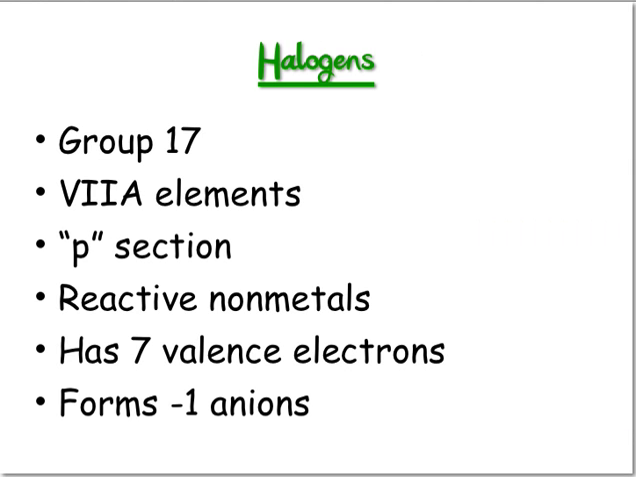The halogens was the green section of the periodic table, and they are group 17, Roman numeral 7A elements. They are also part of the P section of the periodic table. They are the most reactive nonmetals. There are 7 valence electrons, and they form negative ions, so a -1 charge, and those make anions. So the green section is the halogens in column 7A or group 17 of the periodic table.